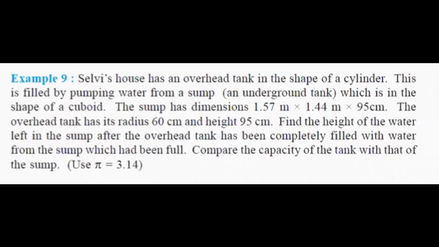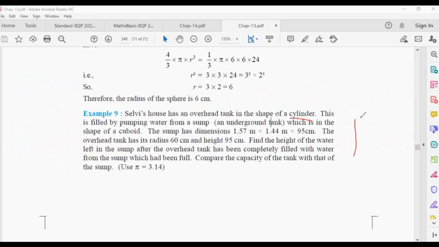Okay, the question is like this. In Selvi's house, there is a water tank in the shape of a cylinder. Suppose this is his house. So overhead there is a water tank in the shape of a cylinder. Its dimensions are given. The radius is 60 centimeter and the height is 95 centimeter.